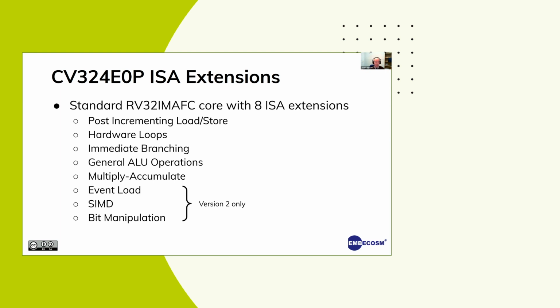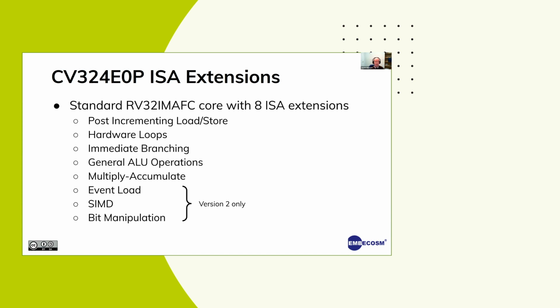University of Bologna. So the 8 groups are, they've got post-incrementing load and store instructions. Okay, they've got hardware loops, nested hardware loops even. They've got some direct branching, immediate branching operations. They've got a number of general ALU operations to extend the ALU operations of RISC-V. They've got a set of multiply accumulate instructions. Okay. They've got event load, and we'll look at event load later, which is about control of multi-core systems. They have got a set of SIMD instructions. That's a bit like the standard P extension, but it's defined by ETH Zurich. It's not the standard one. And they've got their own bit manipulation, again, coming out of ETH Zurich.